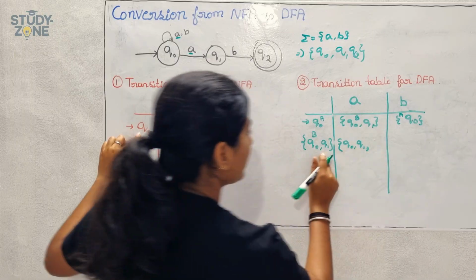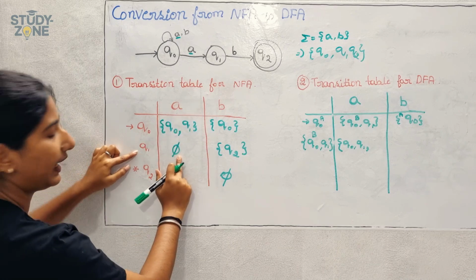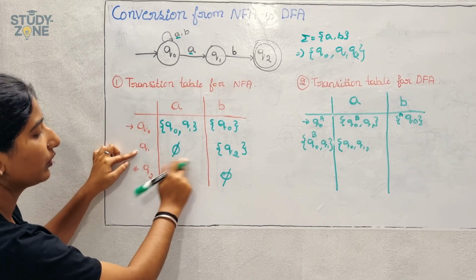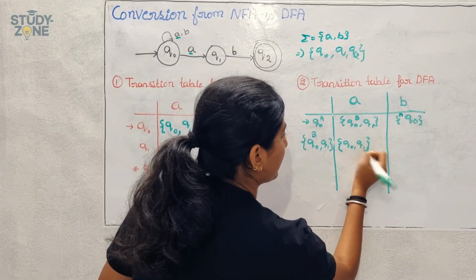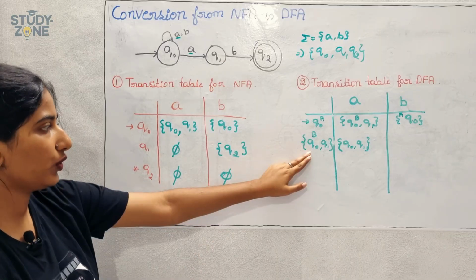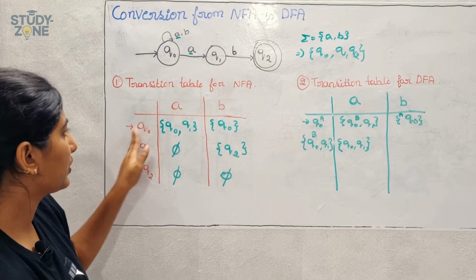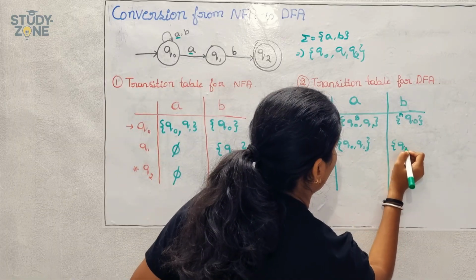Then what you have to do is check for Q1 on A. Q1 on A is not moving to any state, so it is the empty set. There is no need to represent the empty set, just close the curly bracket. Done. Now Q0 on B. Q0 on B will stay in the Q0 state only.